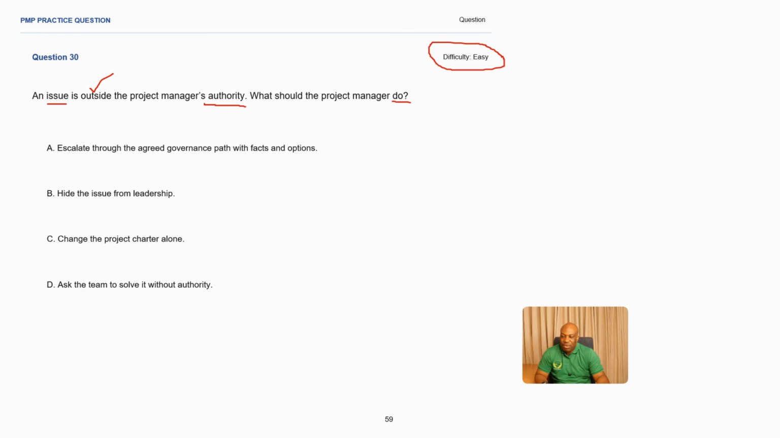Escalate through the agreed governance path with facts and options. Okay. Makes sense. Because this is beyond the project manager's authority. So escalation might make sense, so that you don't confuse it with escalating to the sponsor without the issue being about authority. All right. B, hide the issue from leadership. Never hide anything in a project. Always be honest and transparent, making this an incorrect answer.